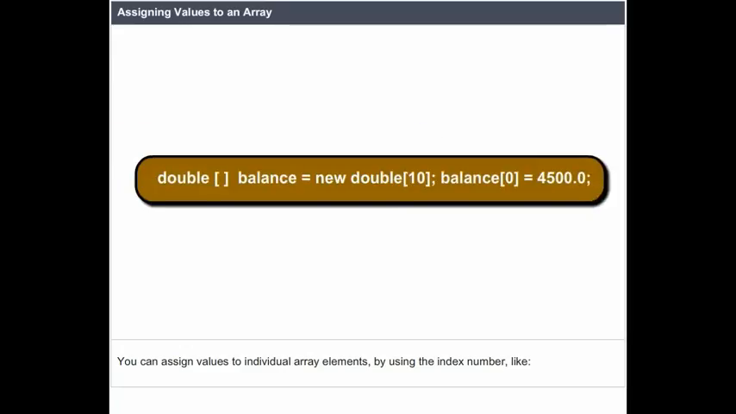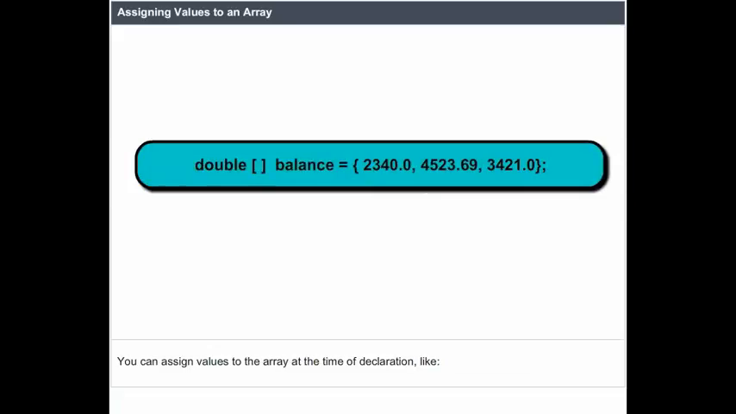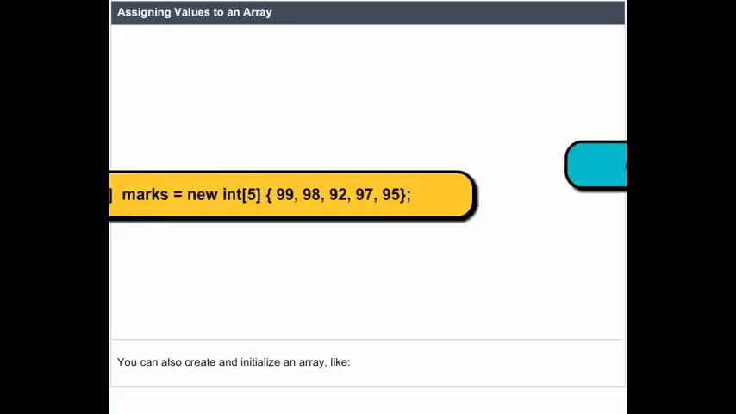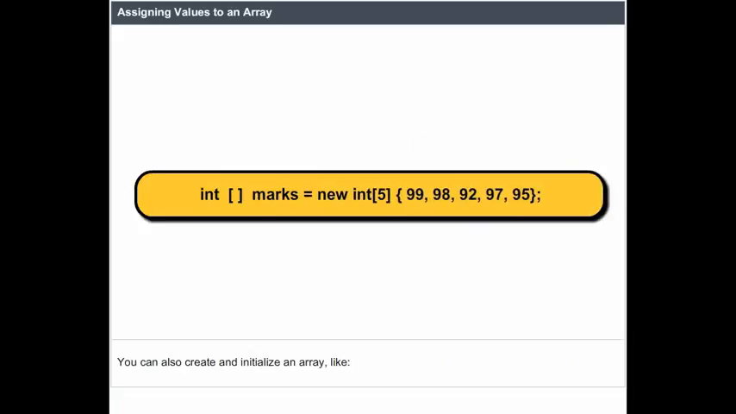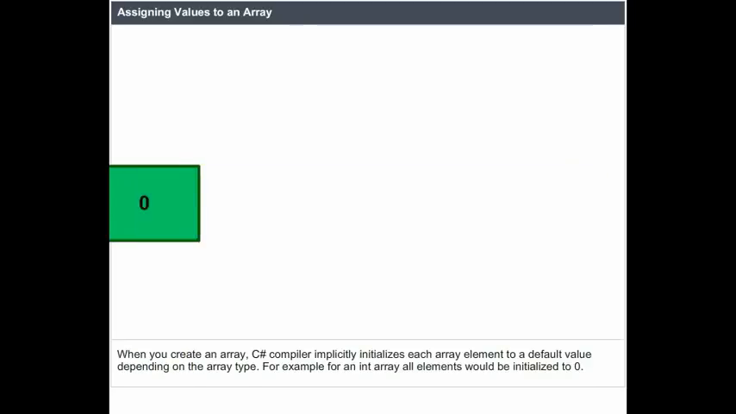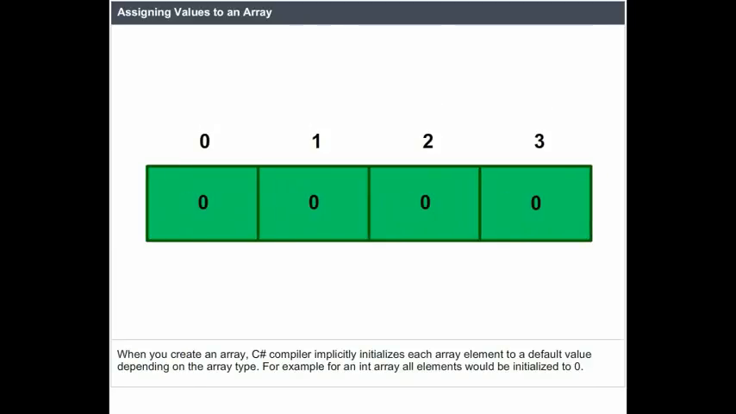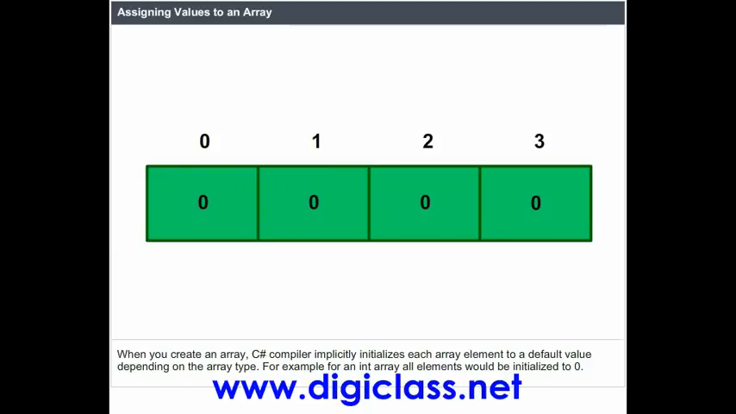Assigning values to an array. You can assign values to individual array elements by using the index number, like. You can assign values to the array at the time of declaration, like. You can also create and initialize an array, like. When you create an array, the C# compiler implicitly initializes each array element to a default value depending on the array type. For example, for an int array, all elements will be initialized to 0.